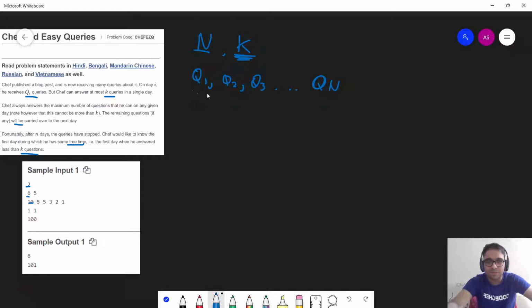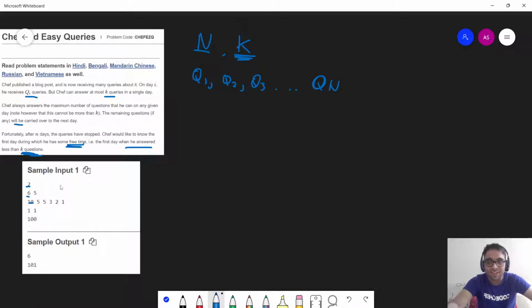So assume if my Q1 was greater than k, obviously Chef was only able to solve k queries and there will be some queries left out of the Q1 day. And then, as those queries are left, they will move on to the next day. And so on, the question is asking, what is the first day where Chef has some free time? That means what is the first day when he answered less than k questions? So that is what the question is asking.